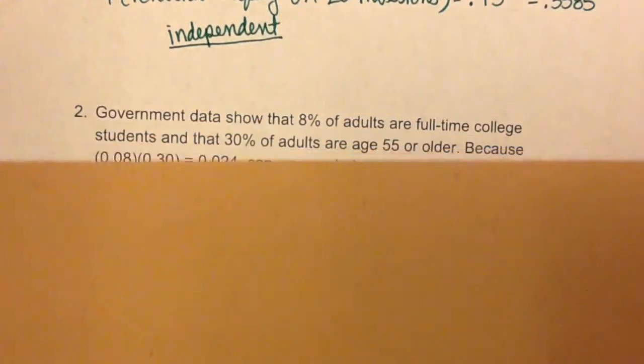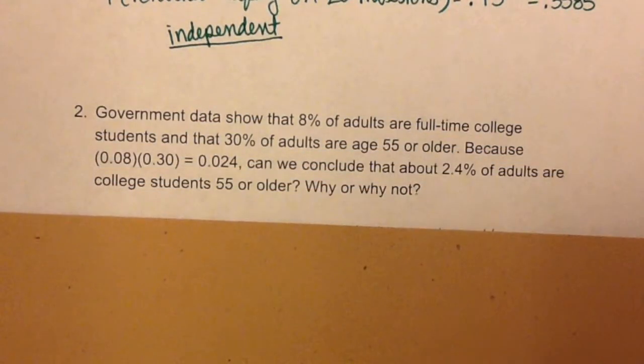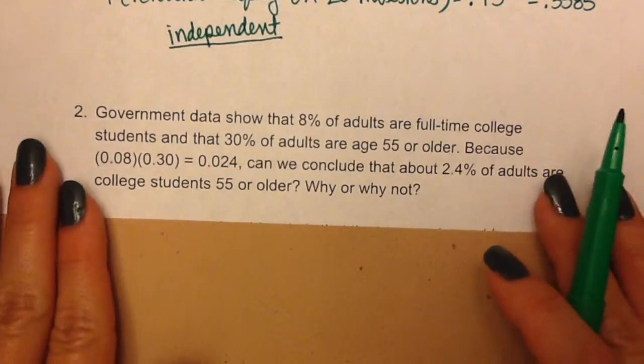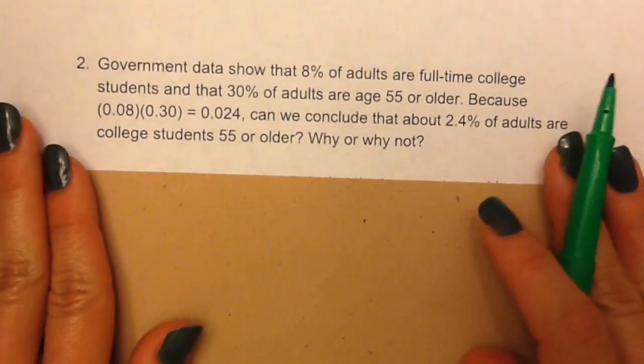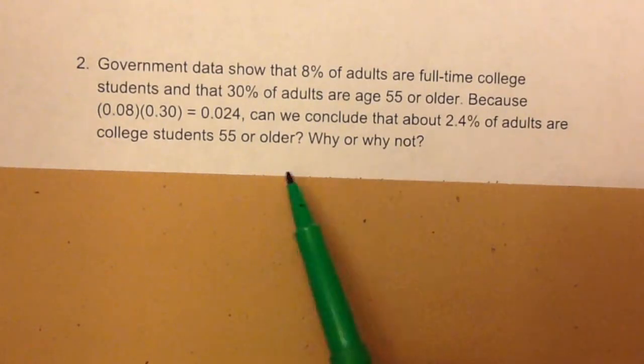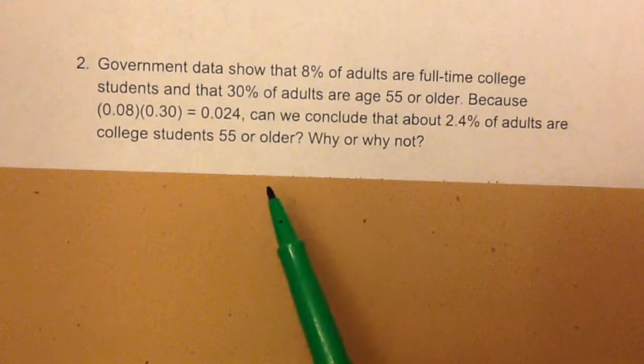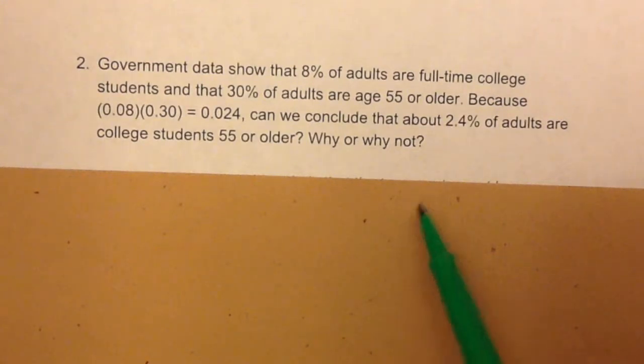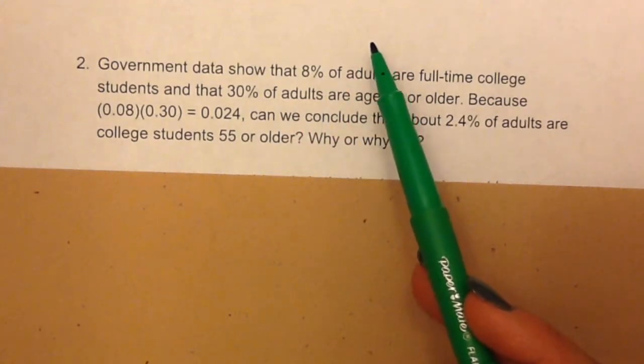And then the second question here in the Check Your Understanding. Government data show that 8% of adults are full-time college students and that 30% of adults are age 55 or older. Because 0.08 times 0.3 is equal to 0.024, can we conclude that about 2.4% of adults are college students 55 or older? Why or why not? First of all, I like the conclusion and the fact that they wrote it in context and put it really nice for us there. Remember what I just got done talking about.